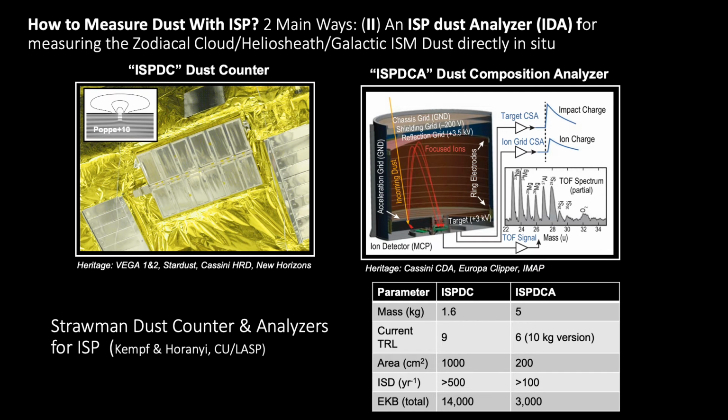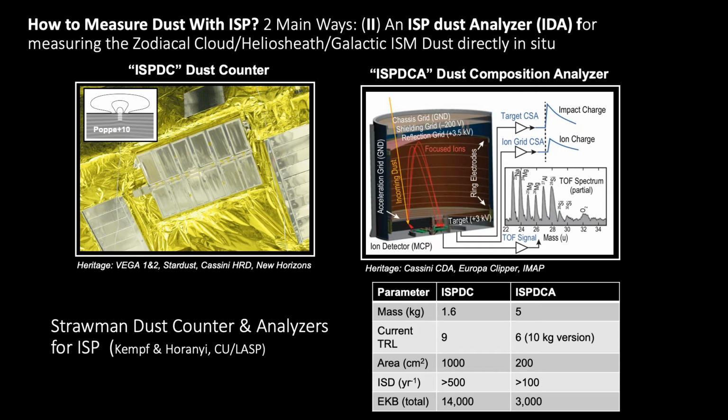So how to measure dust with ISP, part 2. Well, what I just mentioned was remote sensing, using photons to detect and determine what kind of dust is out in the sky in these 3 different regions. The second will be not only a dust counter, like flew on New Horizons for the first time through our Kuiper belt, but also a dust chemical analyzer.